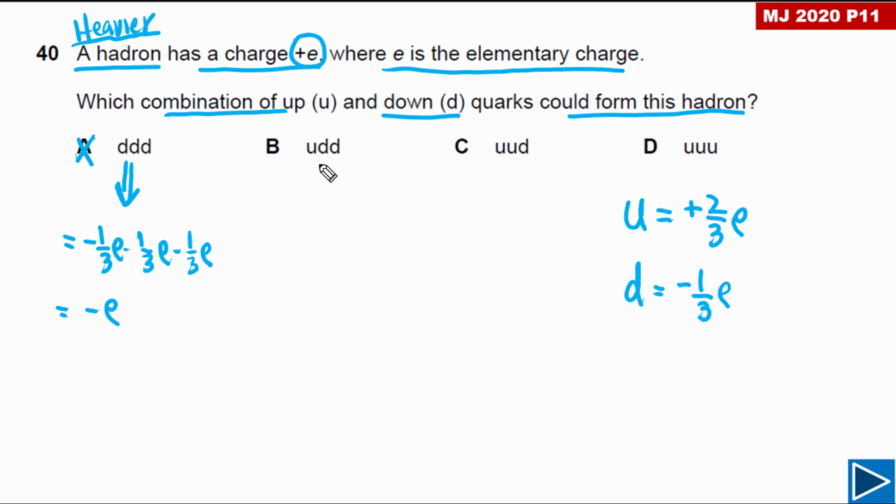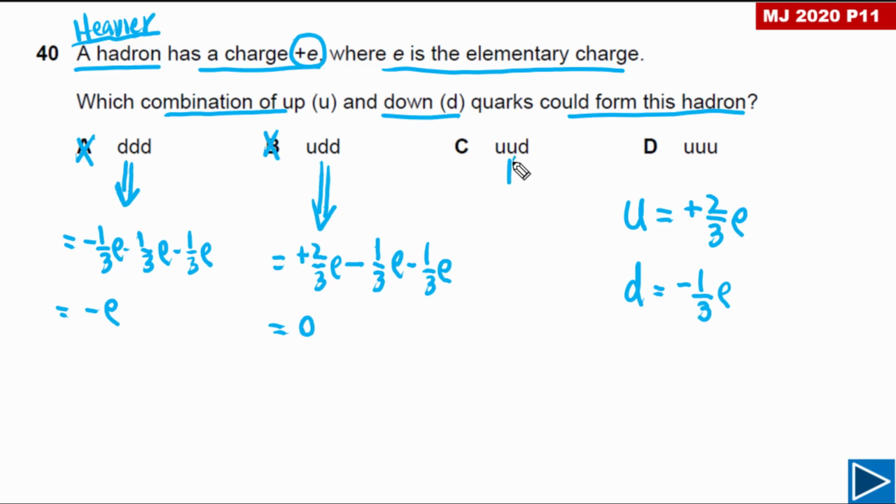If we move on to B now, we can also find the charge on this combination. Here we have 1 up quark, so this is 2/3 e, plus a down quark with charge minus 1/3 e, plus the next down quark, also minus 1/3 e. If we add these charges together, the charge on the up quark and the 2 down quarks, we get 0. So this is also not equal to e.